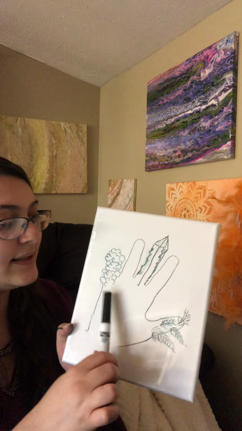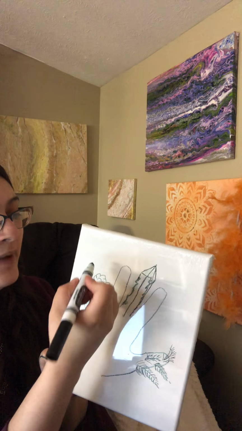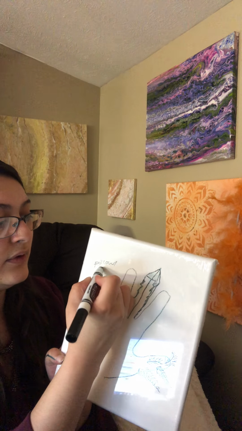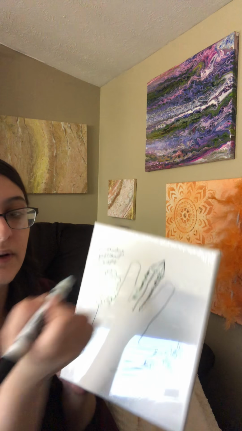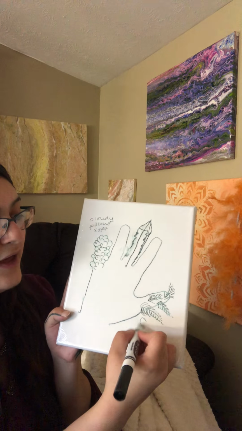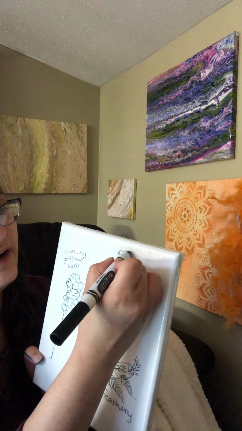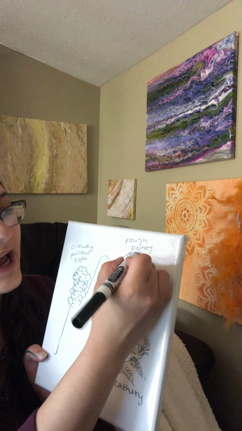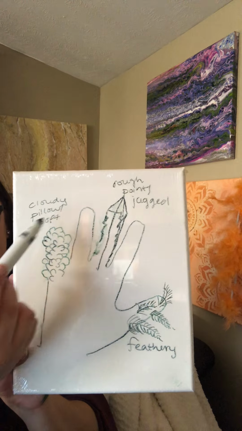Once you've completed a texture for each finger, I want you to go out from it, not on your hand, but out from it, and put what texture that represents. So pillow, soft, cloudy. This is a feathery. This is a rough texture, pointy, jagged maybe. And so I want you to write beside each finger what texture that finger represents.